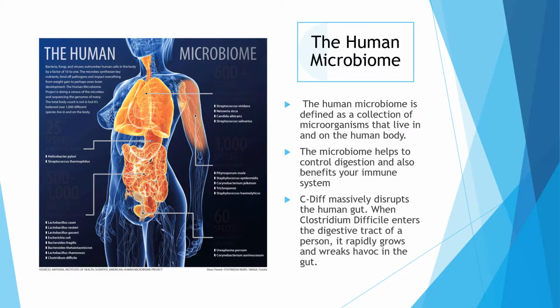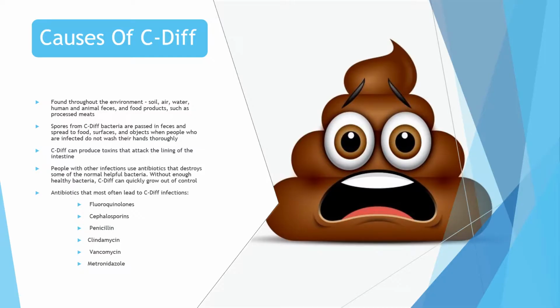Clostridium difficile massively disrupts the human gut. When C. diff enters the digestive tract of a person, it then rapidly grows and wreaks havoc in the gut. The image on the left shows the human microbiome as a whole. It also shows what kinds of bacteria are found in different parts of the body. This picture is very interesting to me. On the next slide, you will see the different causes of C. diff.